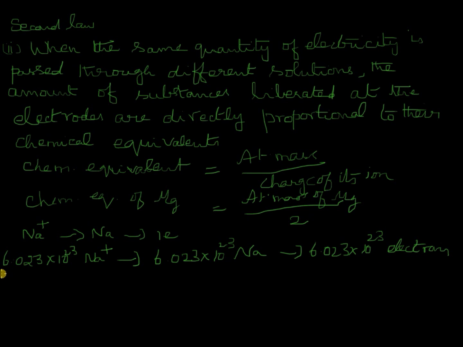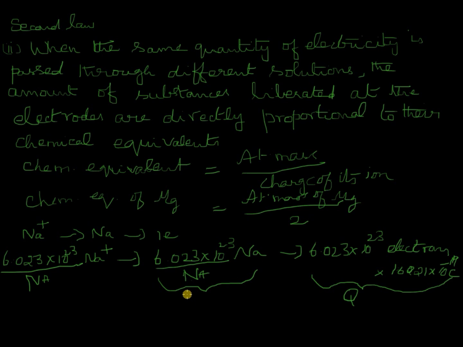You know this number is Na, Avogadro number. Here it stands for 1 mole of electrons. You know the charge on 1 electron is 1.6021 into 10 to the power minus 19 coulomb. That is the charge on an electron. So 6.023 into 10 to the power 23 multiplied by this charge will give you the quantity of electricity Q, which will be needed to discharge 6.023 into 10 to the power 23 atoms of sodium, in other words, 1 mole of sodium.